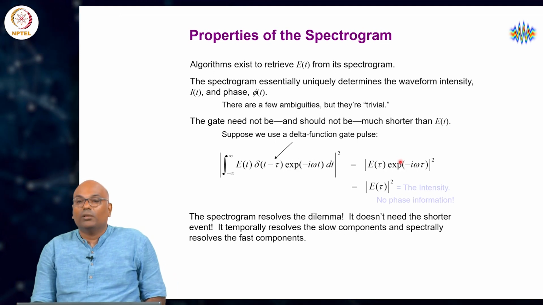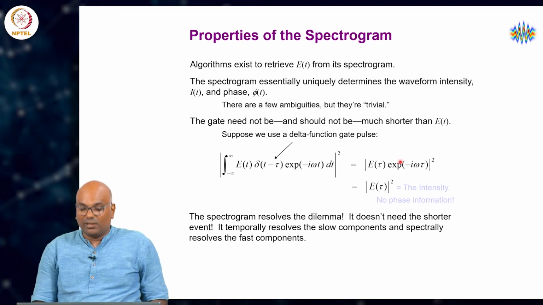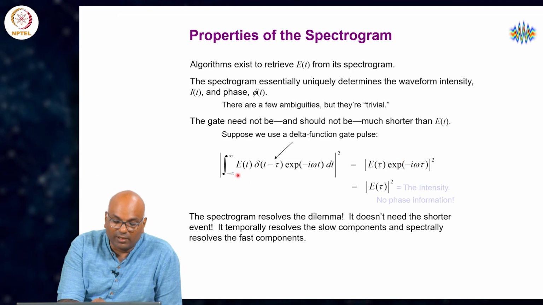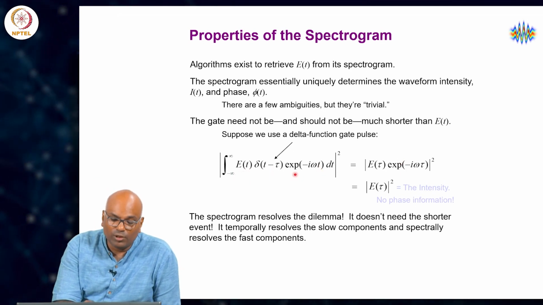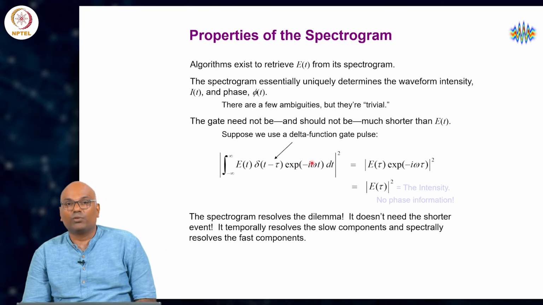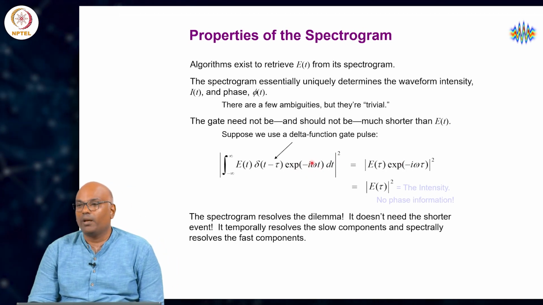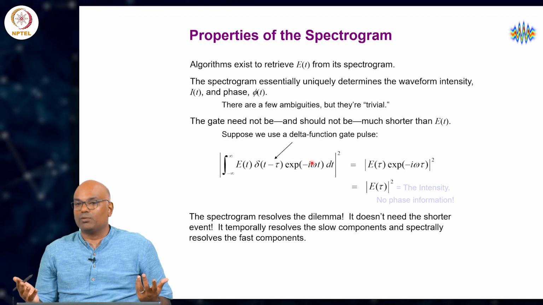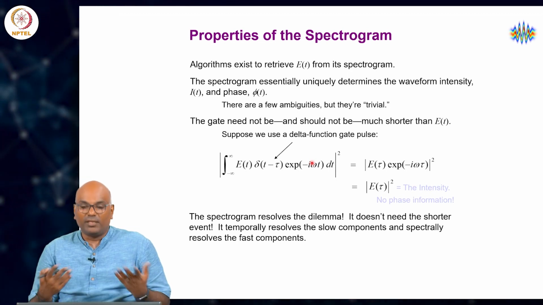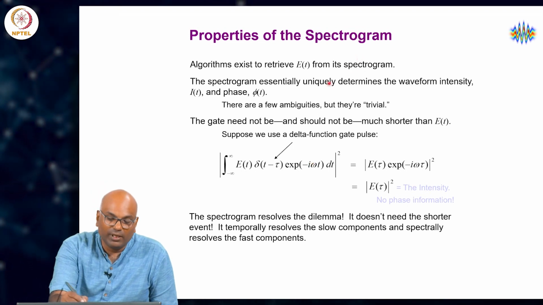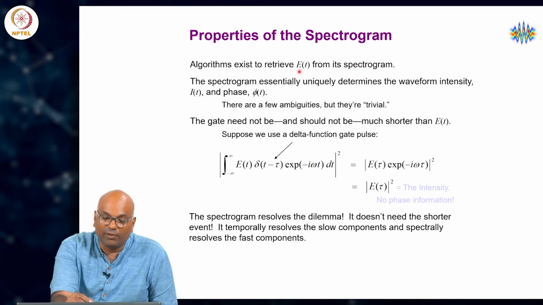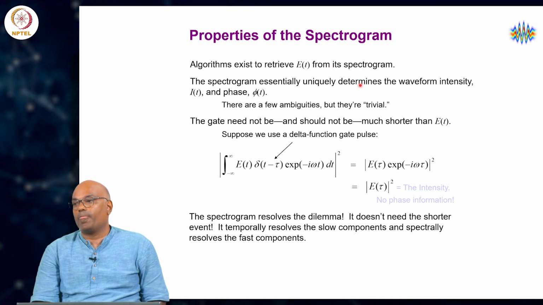Why are we chasing this strange integral where I take a function multiplied with a gating function, do its Fourier transform and take the absolute value square of that? And finally, I am again measuring only intensities. Why are we obsessed with it? I state this without proof. Algorithms exist where we can retrieve the waveform E of t from the spectrogram.